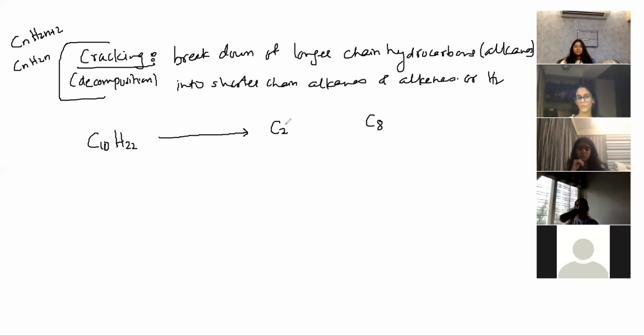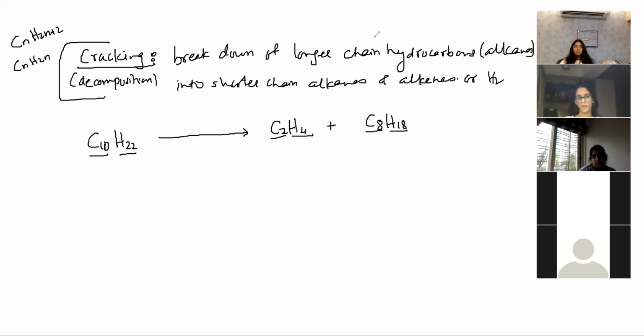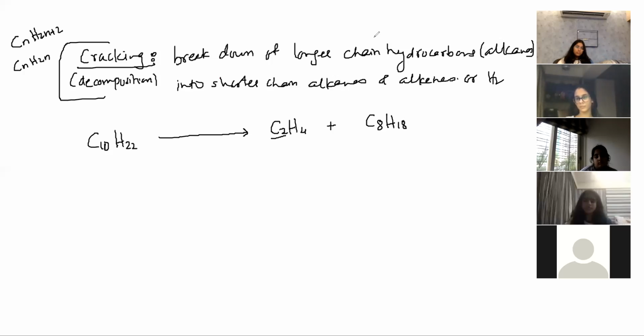So if C2 is an alkane, then H would have been 6, so for the alkene I will write 4. C8 is an alkane. So H how many? 18. Now just check the total number of carbons: C2 and C8, total C10. That's fine. H4 and H18, total H22. That's fine. So there should be balancing.